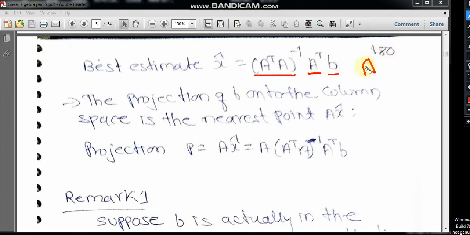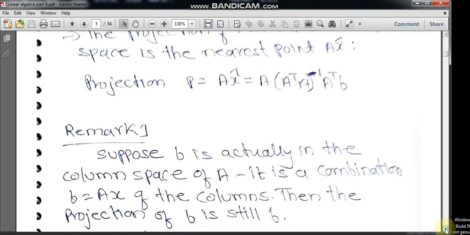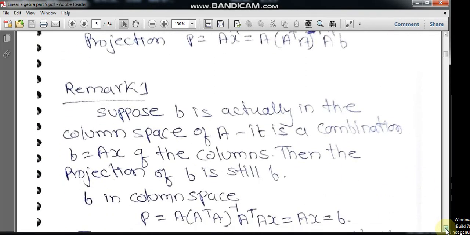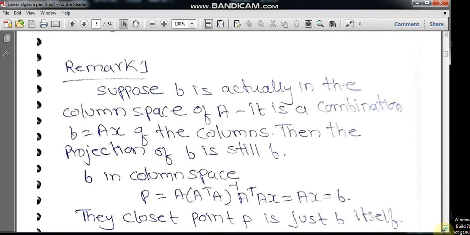You had an equation A transpose A x cap equals A transpose B. I told you this is invertible. So you have x cap equal to this. It is invertible only when the columns are independent of each other. And if they are orthogonal, they will be independent of each other.